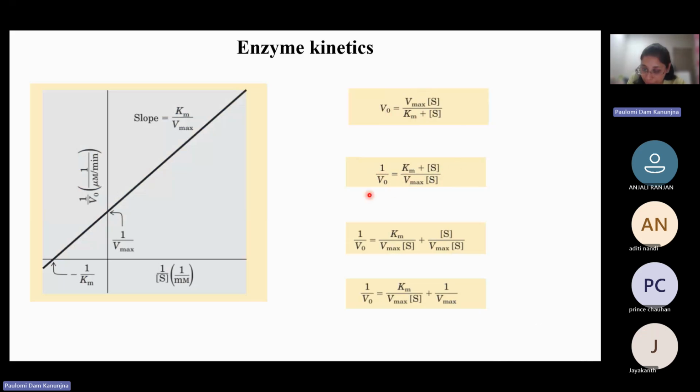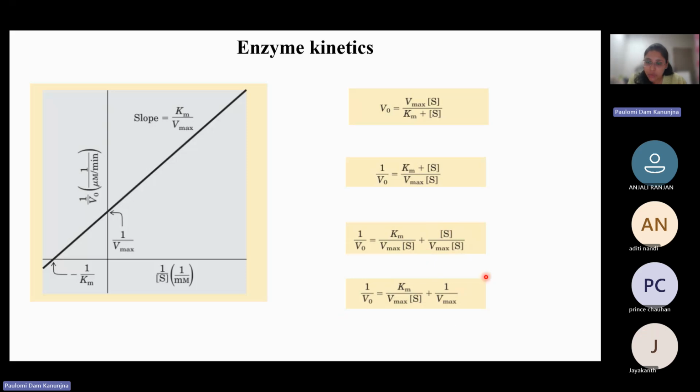Now this is why you separate this plus into two components. So Km by Vmax S is one component, plus S by Vmax S is another component. Now you can very clearly see this 1 by S is a common factor here. So you have a 1 by S here. And this S basically gets cancelled here because of the presence of S here. So you can cancel it.